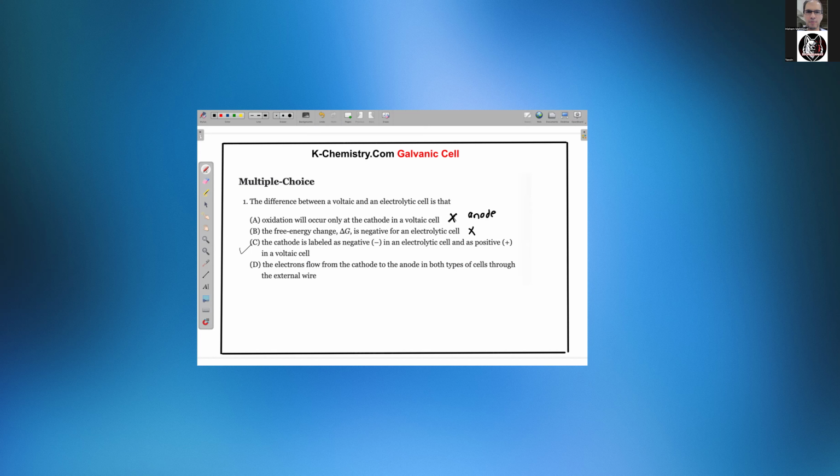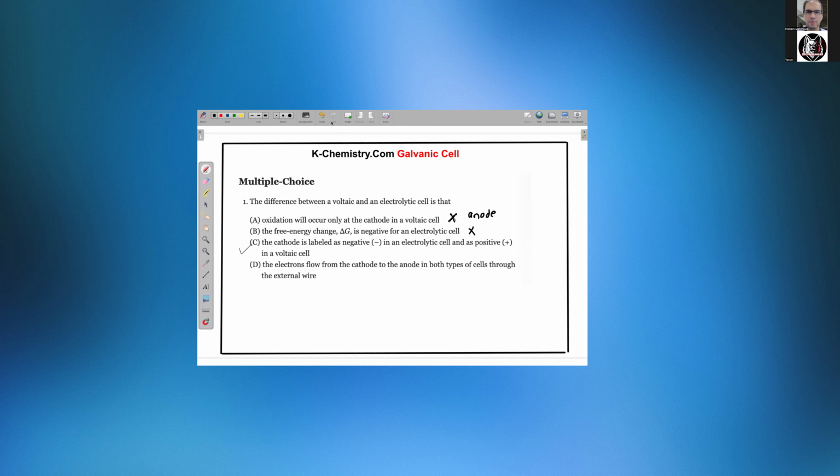And the electrons flow from the cathode to the anode in both types of cells through the external wire. This is not correct. There is no electron flow in the last one, right? There will be ion flow mainly. So there will not be an electron flow. It will be ion flow mainly. Excellent.